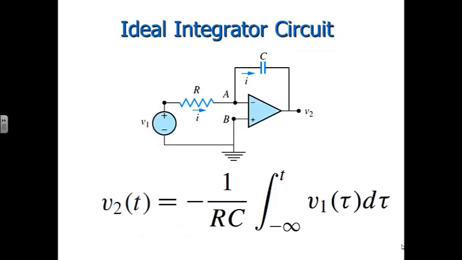The way we can create an integrator electronically is this simple circuit, an op-amp circuit where if we put a capacitor in the feedback loop, that capacitor gives us the integrating nature that we need to create an electronic integrator.